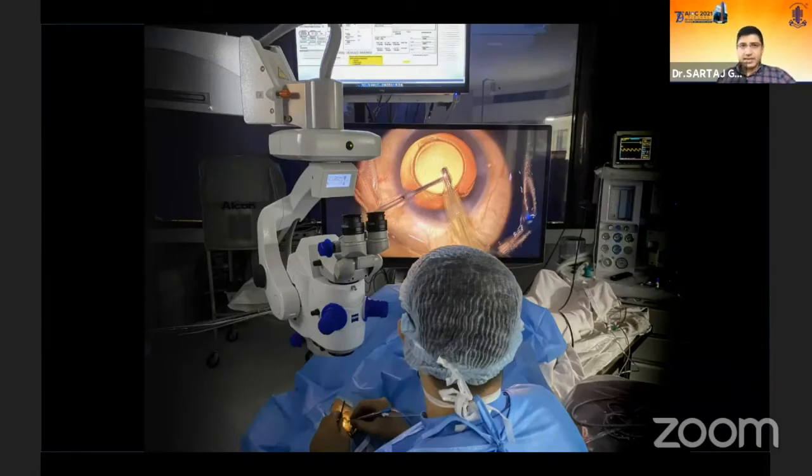And we do need to understand that heads-up technology opens the avenue to incorporate many new technologies into cataract surgery that were not possible with traditional microscopes. This technology is here to stay and adoption will definitely increase over time. Thank you.